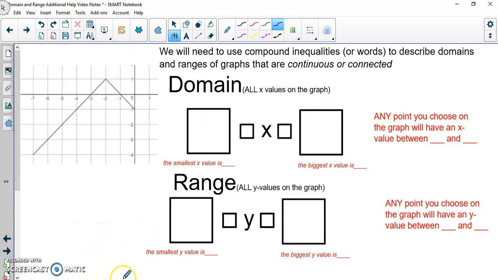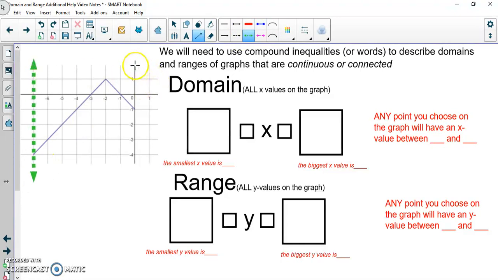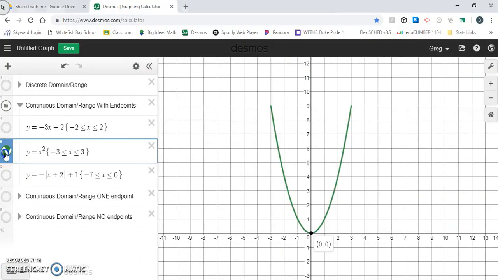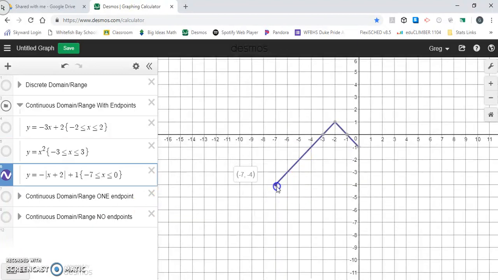The last example here, again, there's way too many points to list, so we're going to have to use an inequality because this is a smooth connected graph. The first x value is right there at -7, and the last one's at 0. So my domain should be between -7 and 0 for all of the x values. So if you pick a point on my graph, the x value will not be less than -7, and it won't be bigger than 0. If we go look at that pretty quickly here, we can see that if I slide this, I can't get past -7 on the x-axis, and I can't get my x value to be bigger than 0.